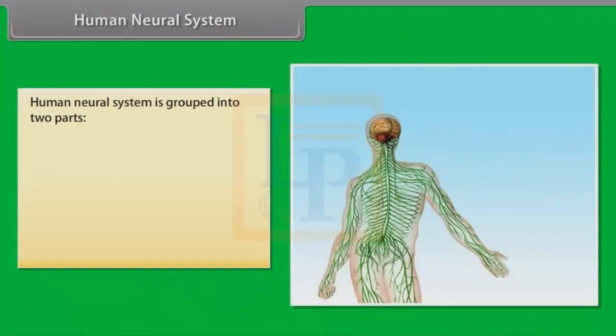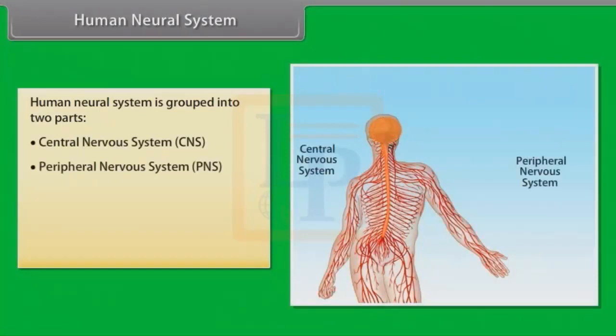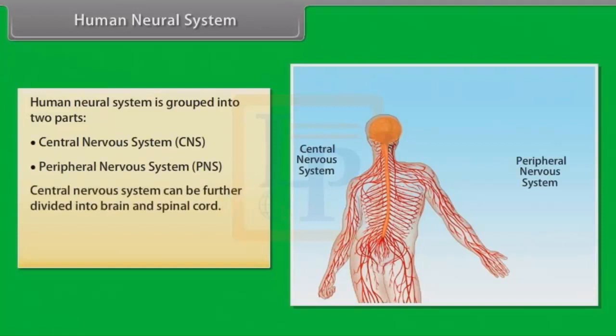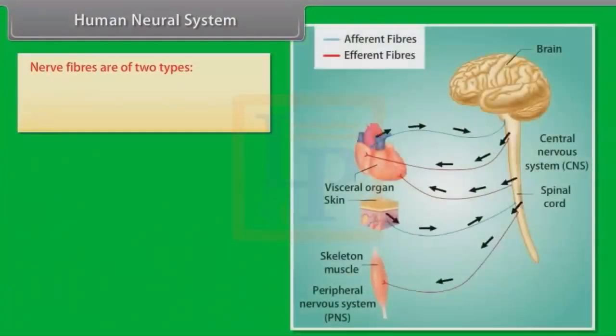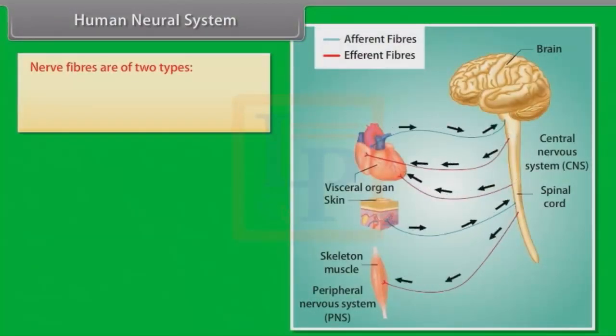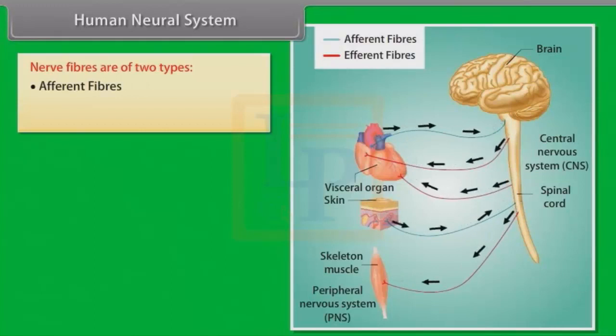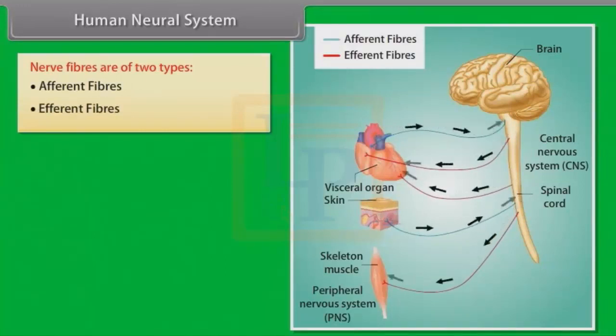Human neural system. Human neural system is grouped into two parts: central nervous system, peripheral nervous system. Central nervous system can be further divided into brain and spinal cord. Peripheral nervous system includes cranial nerves and spinal nerves. Nerve fibers are of two types. They are afferent fibers and efferent fibers.